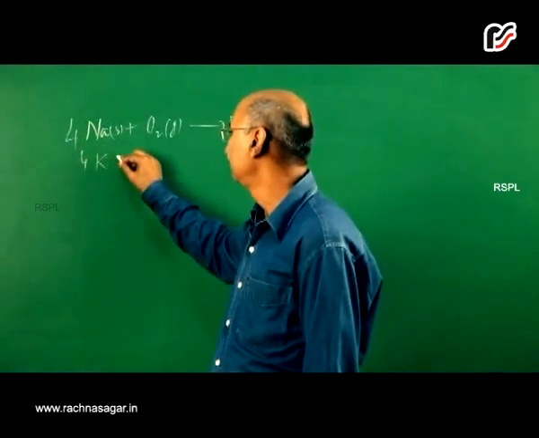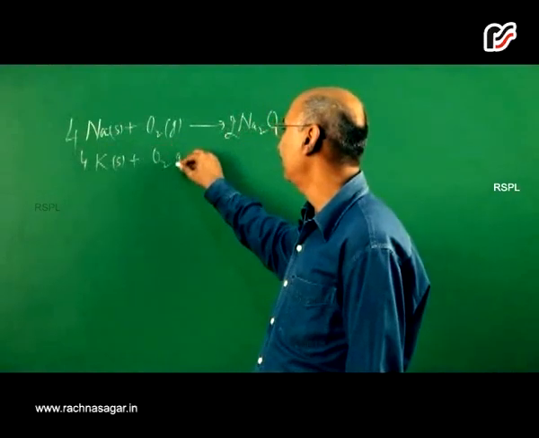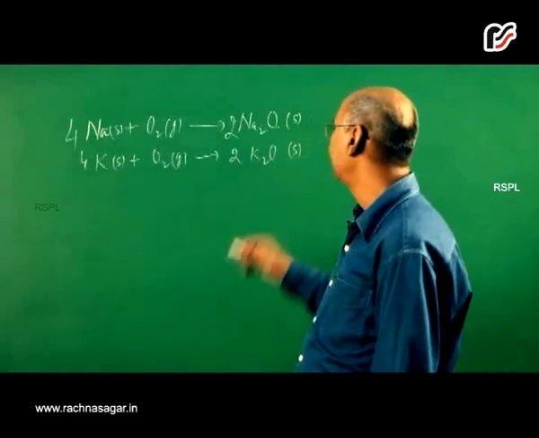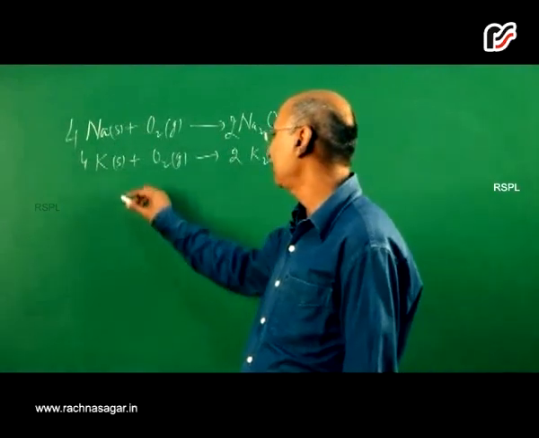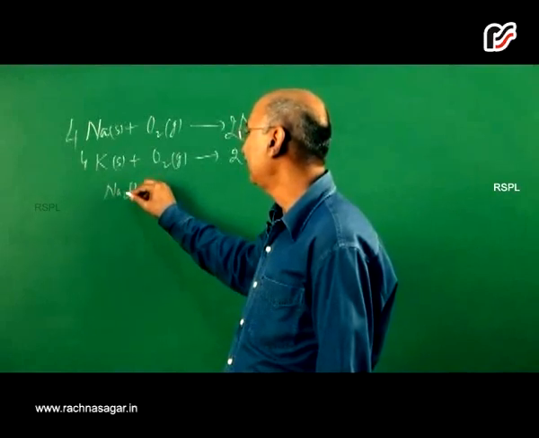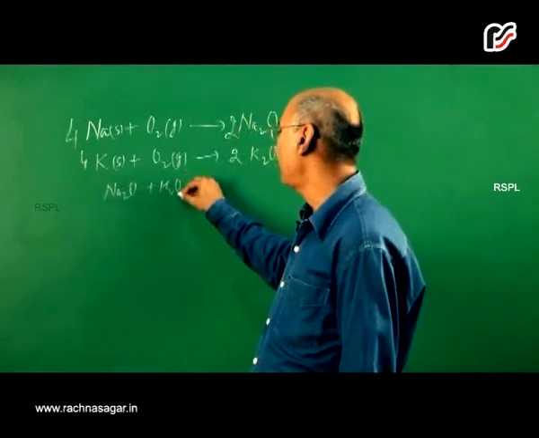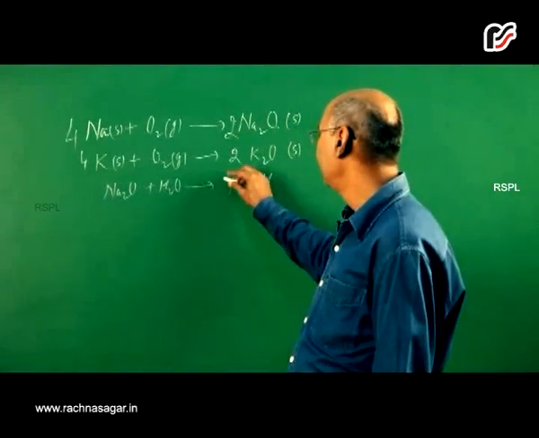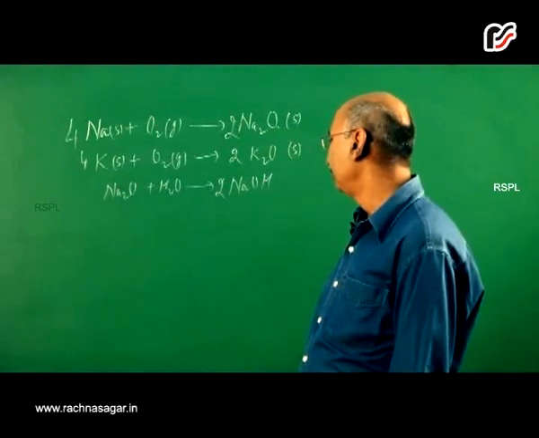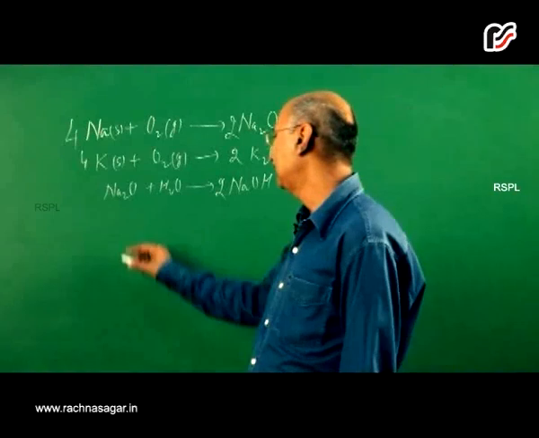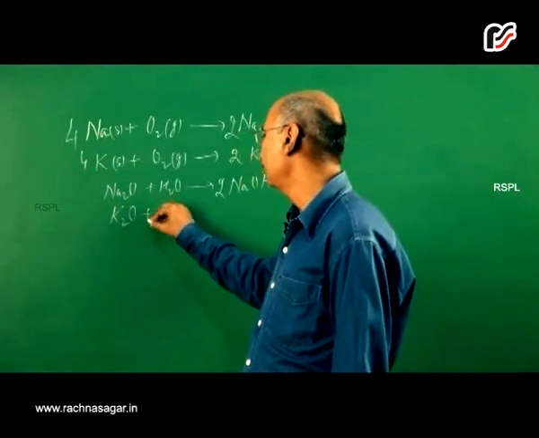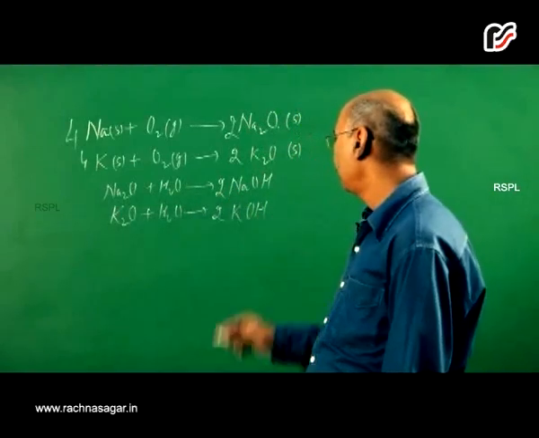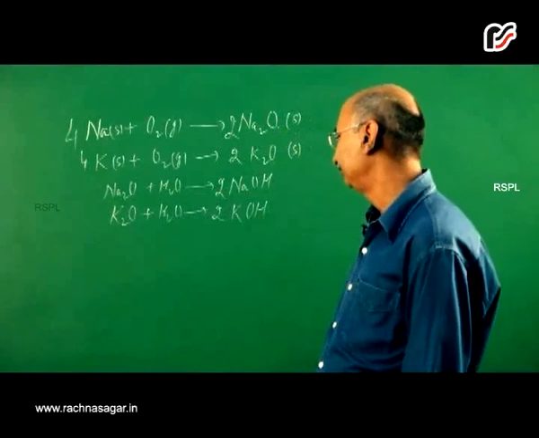Potassium reacts in the same manner. 4 moles of potassium react with oxygen gas and result in the formation of potassium oxide, which is solid. Now we want to test whether sodium oxide is acidic, basic or neutral. We will dissolve it in water. It results in the formation of sodium hydroxide, which turns red litmus blue. It shows that sodium oxide is basic in nature. Similarly, potassium oxide, when dissolved in water, will form potassium hydroxide. Potassium hydroxide is also basic in nature.